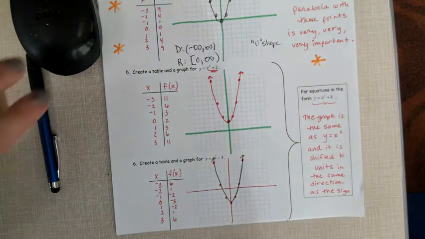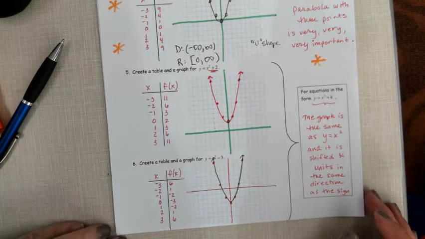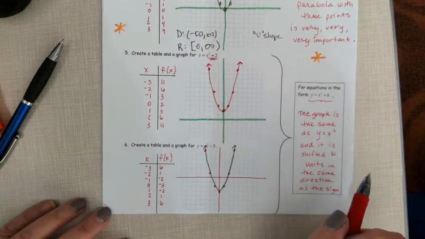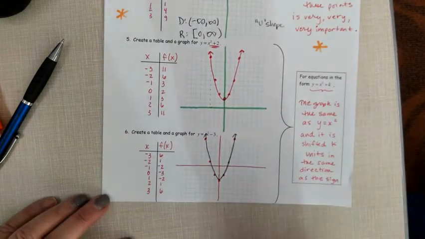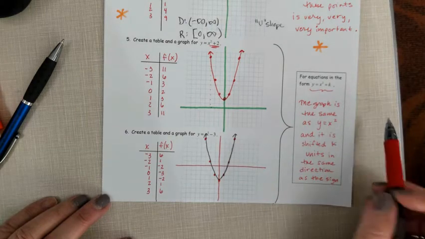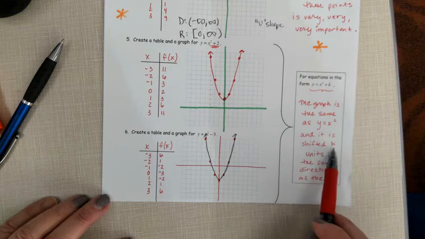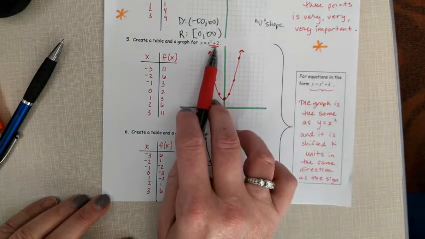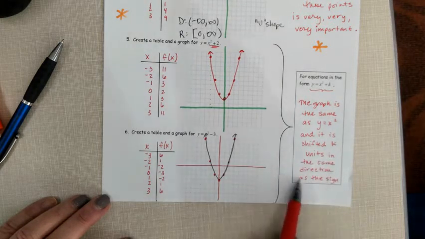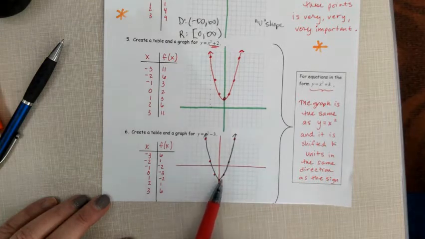All right. So that's important. You're going to find that the input is the opposite, but the output is the same. The graph is the same as y equals x squared, and it is shifted k units, in this case plus 2, in this case minus 3, in the same direction as that sign. This was shifted up 2, this was shifted down 3.